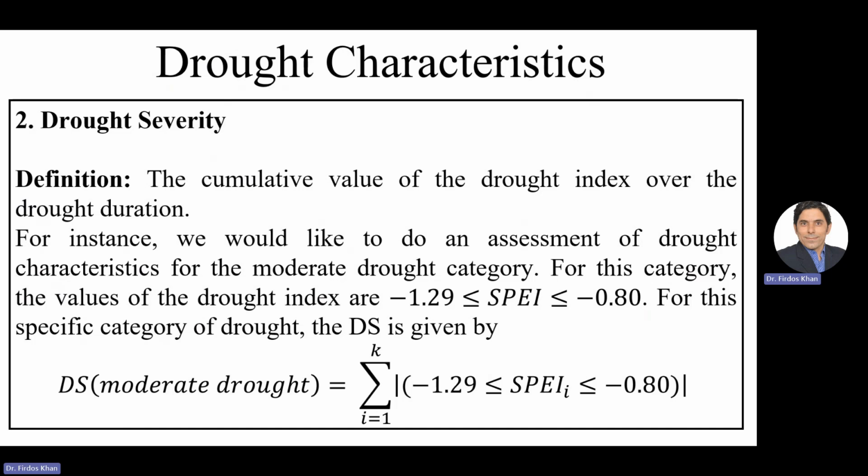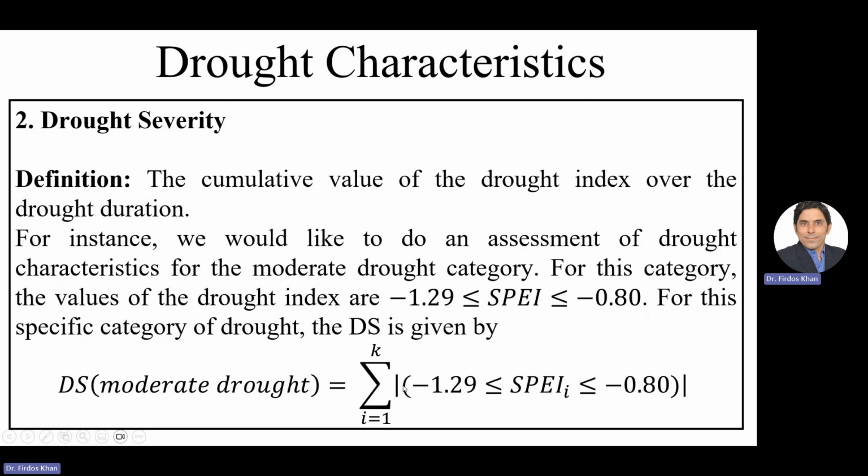If suppose this is for 3 months, but remember consecutiveness is very important. It should be consecutive for 3 months, 5 months, whatever that is. You need to sum and take the absolute value, and that is your drought severity. Like this for moderate category, like this, you can see this is moderate category. If you have no moderate category, you can use SPEI less than -1 and take the absolute value. You need to make it positive.